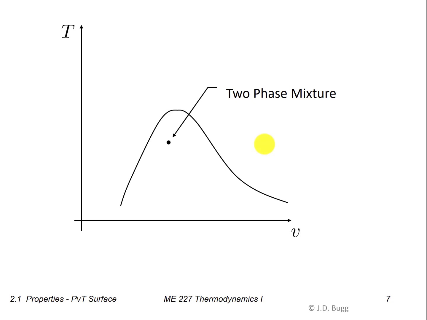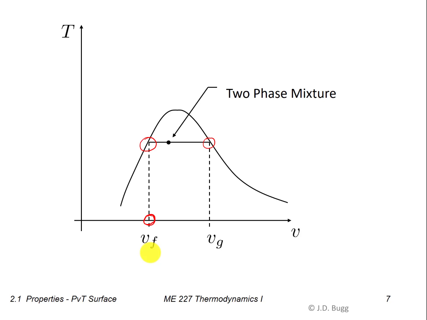So let's take a little closer look at what happens when we have a two-phase mixture. If we go horizontally from this point, which is where our mixture is sitting, to the saturated liquid line and to the saturated vapor line, and drop down from that point, the value of the specific volume at that point, remember that this axis is specific volume, the value of the specific volume at that point is called v_f. And that is called the specific volume of the saturated liquid.